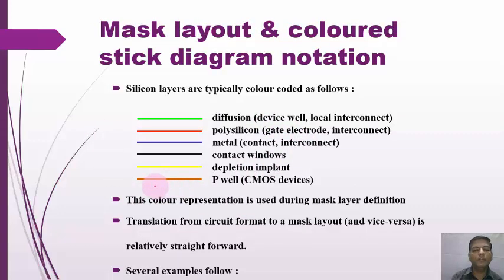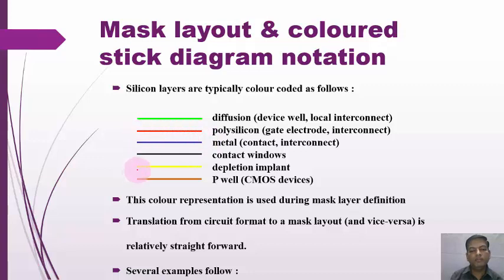Mask layout and color stick diagram notations. Silicon layers are typically color coded as follows. So green layer: diffusion, device well, local interconnect. The green layer we have utilized to draw the stick diagram for diffusion, device well, and local interconnect.